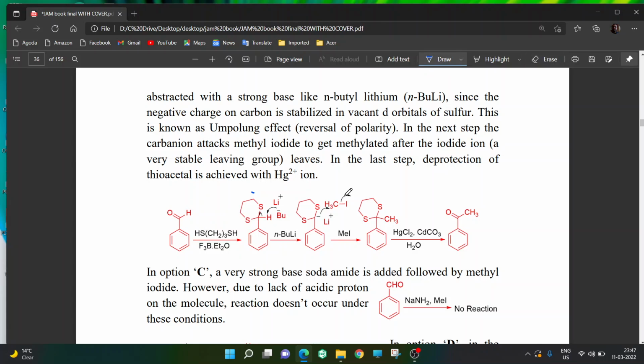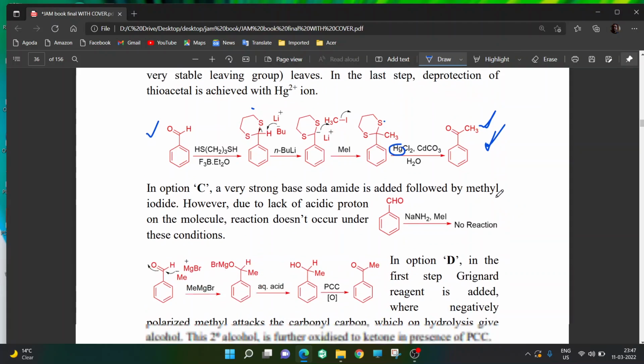So this acts as a nucleophile and attacks the electrophile, that is CH3I. It attacks CH3 and I minus leaves and you get this. Then sulfur has very strong affinity for Hg2+. So use Hg2+ and water to remove it and you get COCH3. It gets out and you are getting this acetophenone. So from benzaldehyde you can form acetophenone. So this is one of the options.